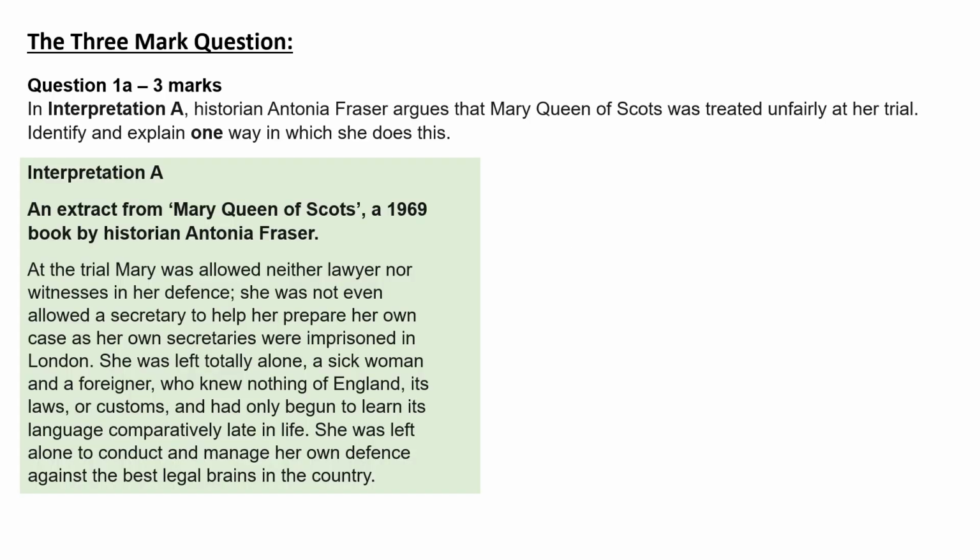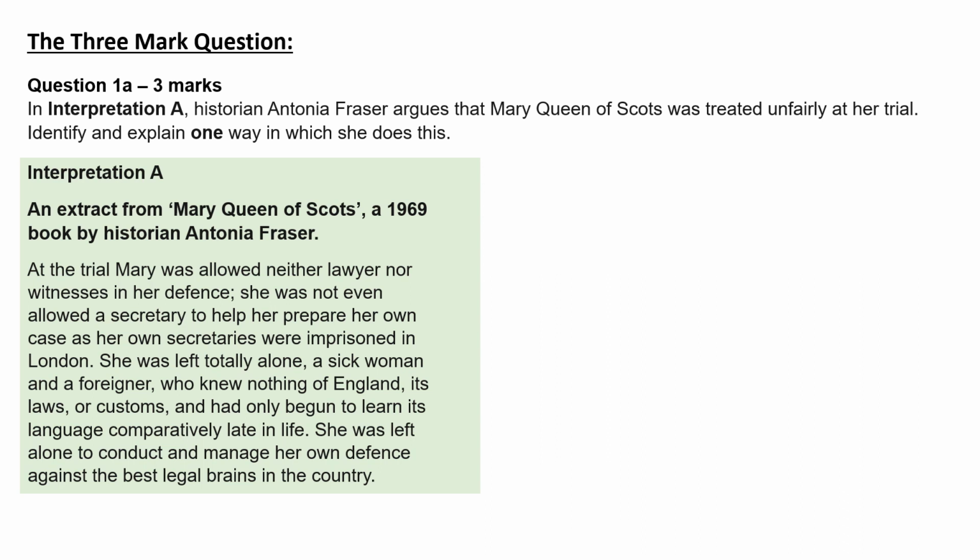Okay, Year 11, so for your first question, which will be worth 3 marks, you will always be given an interpretation. So a quick note here on the fact that an interpretation is something that has been produced after the time being studied. So in this instance, it is a document that has been produced after the Elizabethan era, making it an interpretation. We're told that this has been written by historian Antonia Fraser, and the question says, in interpretation A, historian Antonia Fraser argues that Mary Queen of Scots was treated unfairly at her trial. Identify and explain one way in which she does this.